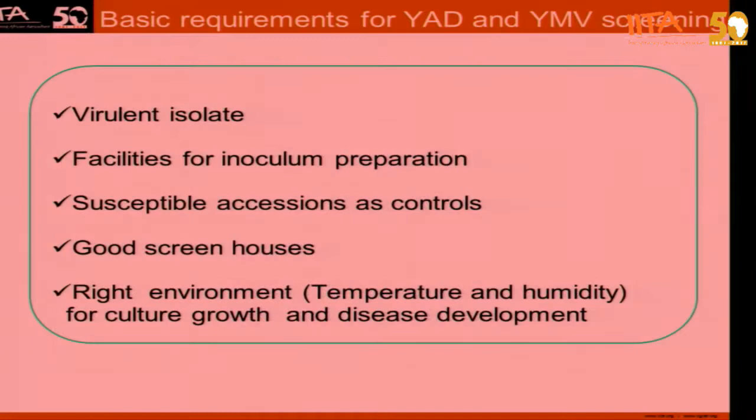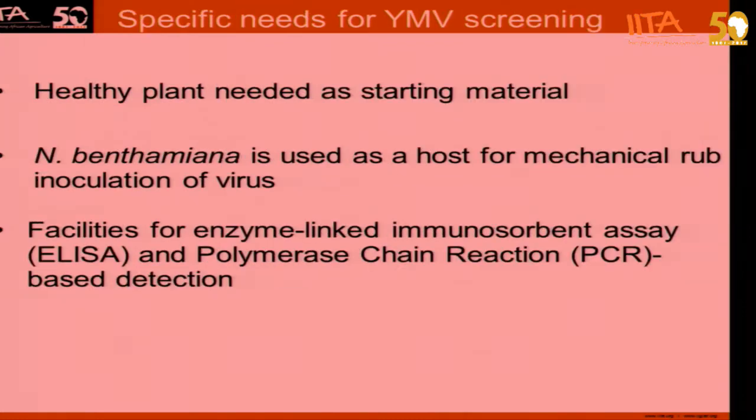So basically, there are some requirements for the screening of yam anthracnose disease and yam mosaic virus. We need the virulent isolate for whatever we are screening. We need facilities for inoculum preparation. We need to have susceptible accessions to use as controls, because that will enable us to compare with our test samples, to know whether they are actually resistant or susceptible. We need good screen houses so that insects will not enter to act as vectors for transmitting diseases. And then we need the right environment, that is the right temperature and humidity for culture growth and disease development.